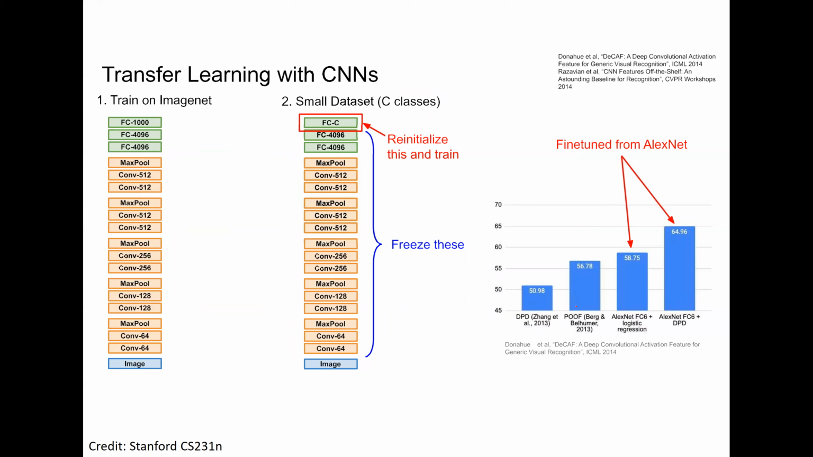And fine-tuning sometimes shows better performance. In this case, these two models are trained from scratch on the target dataset. And these two models are fine-tuned from AlexNet, which is pre-trained on ImageNet. Therefore, when you're developing your own application, start from ImageNet and then move on to your specific application.